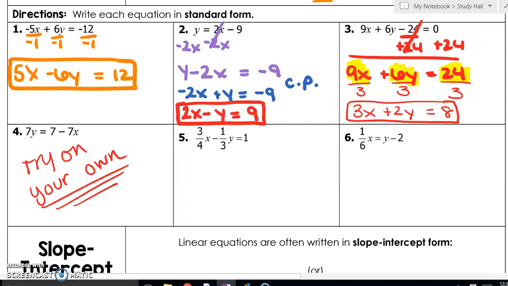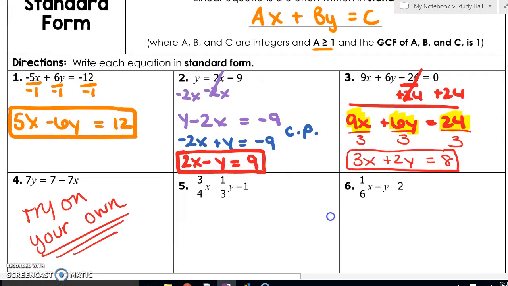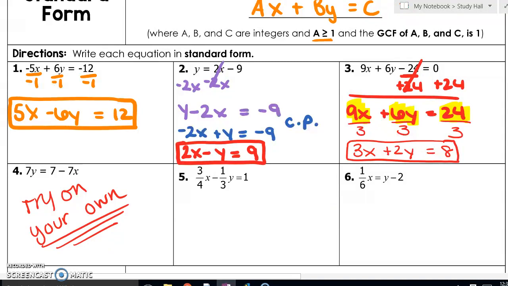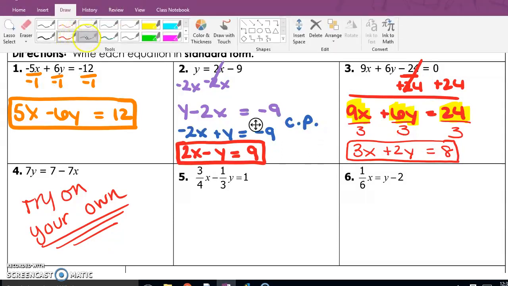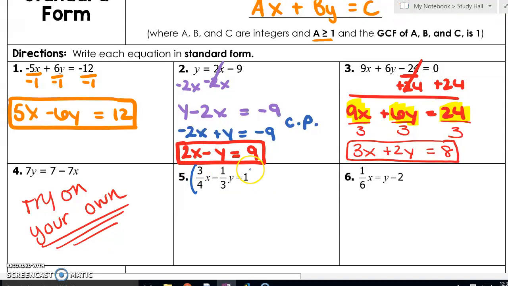Okay. And number 5, this is kind of a special case. So I'm going to do this one for you. First of all, we want a to be greater than 1. And not only does that mean that it's not negative, but it also means that it's not a fraction. So in order to clear the fraction, we're going to multiply by the least common denominator between the 2 fractions, which would be 12. And just watch what happens when we do that.